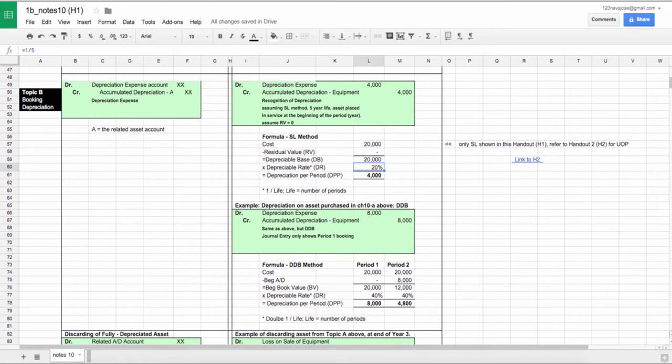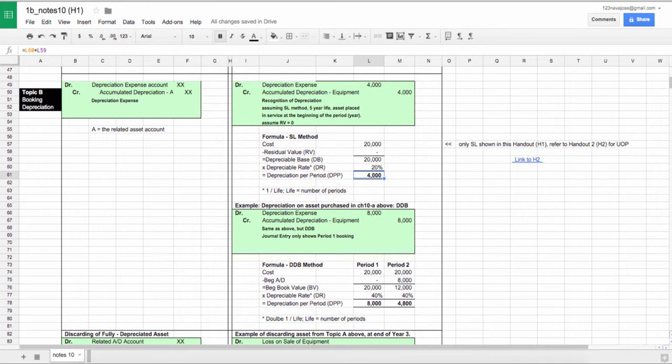If you then apply the depreciation rate, which in the case of straight line is 1 over its useful life. If it's 5 years useful life, it will be 1 over 5. 1 over 5 gives you 20% in this example. So 20% times the base will give you a depreciation rate per period or per year, in this case, of $4,000.